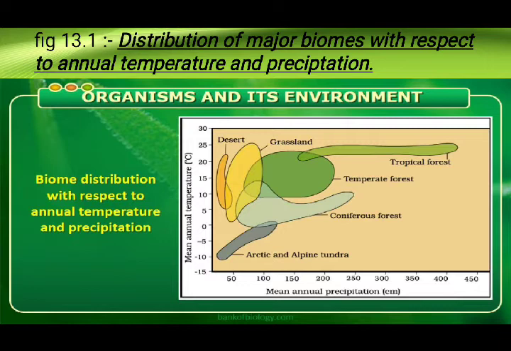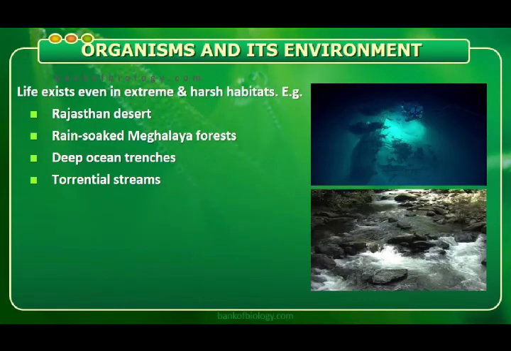So according to this graph, the order should be tropical forest, then temperate forest, then coniferous forest, then grassland, then desert, and after desert, Arctic and alpine tundra. Now, due to the precipitation and the variation in habitat, life can exist even in extreme and harsh habitats. For example, Rajasthan desert, rain-soaked Meghalaya forest, deep ocean trench, torrential streams, etc.